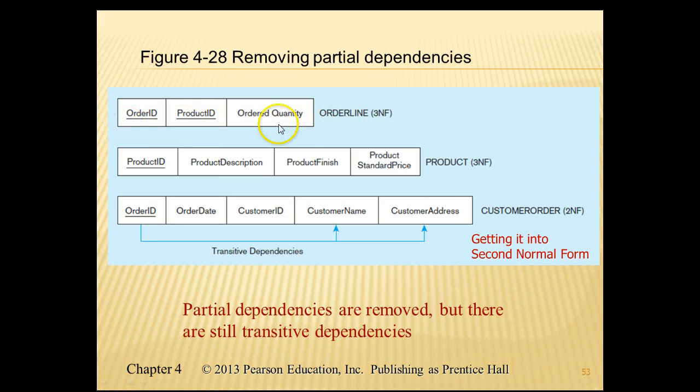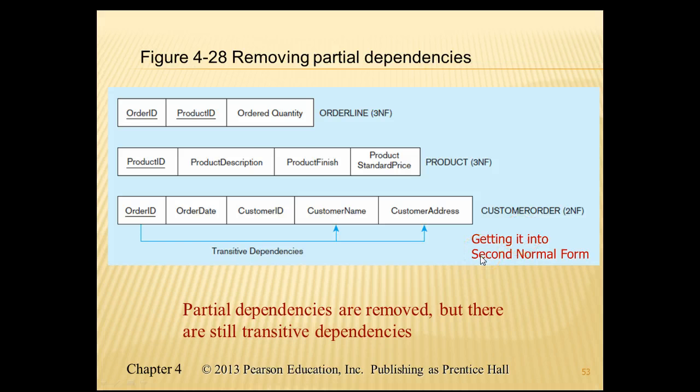So we've broken that down into a few relations, and we have one relation called order line that is in third normal form, and that contains order ID and product ID as the primary key, and order quantity. And then we have product, which is in third normal form, which has product ID as the primary key, and then product description, product finish, and product standard price. And then customer order has a transitive dependency. So this is still in second normal form.